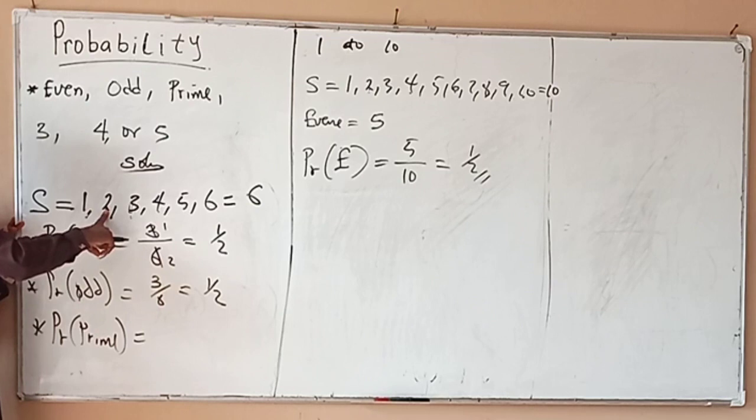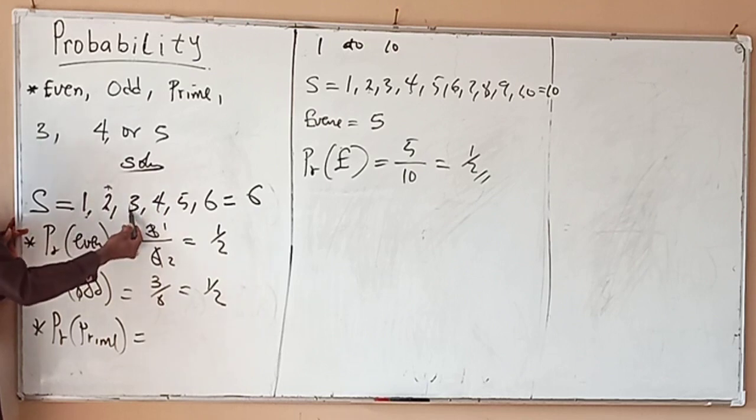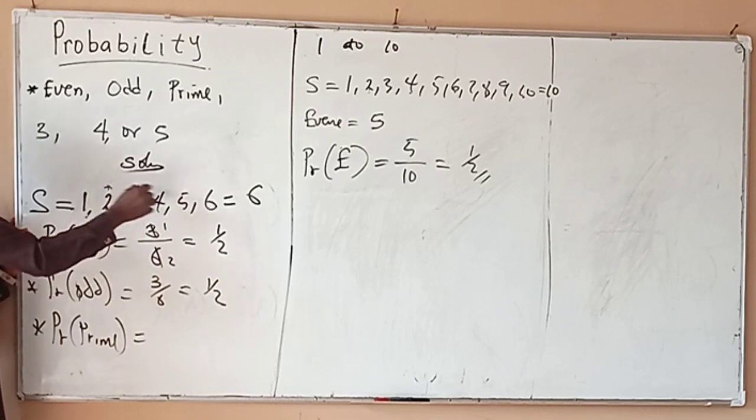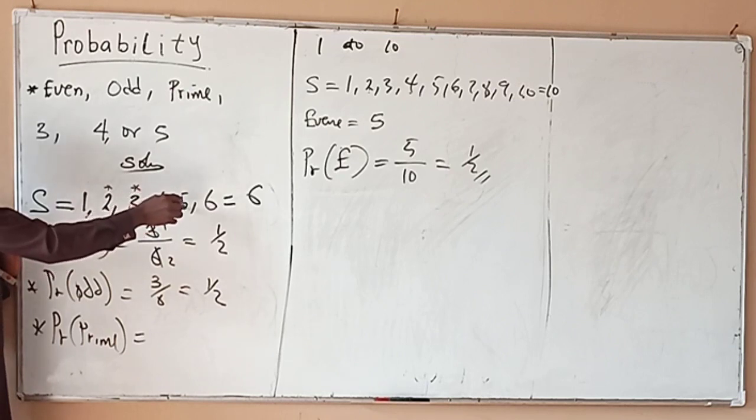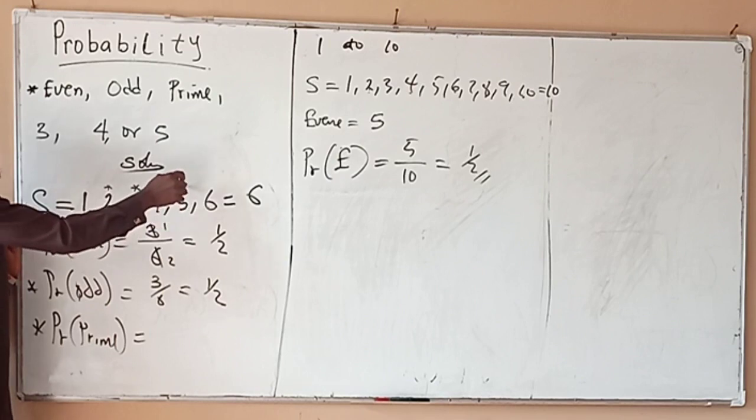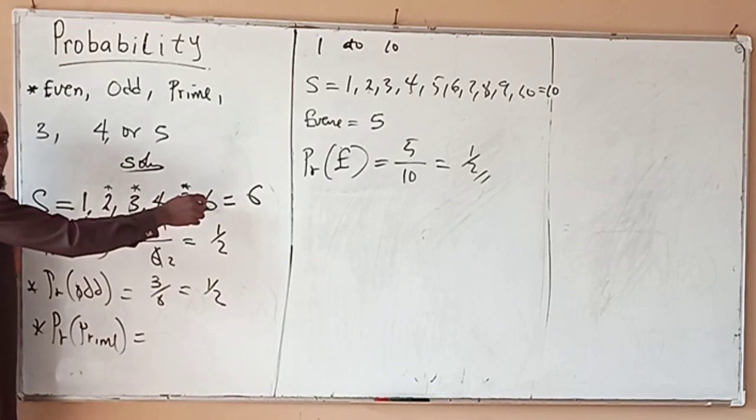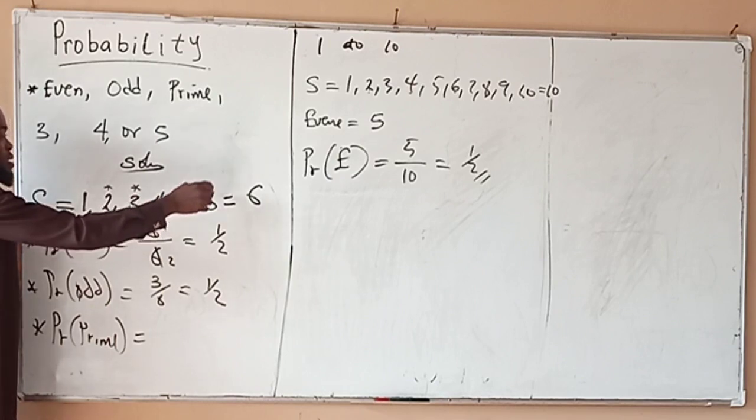So how many numbers can divide 2? 1 and 2. So this is a prime number. How many numbers can divide 3? 1 and 3. Prime number. How many numbers can divide 4? 1 can divide 4, 2 can divide 4, so it's not prime. How many numbers can divide 5? 1 and 5, a prime number. How many numbers can divide 6? 1, 2, 3 and 6, not a prime number.